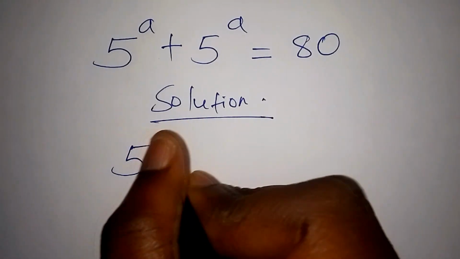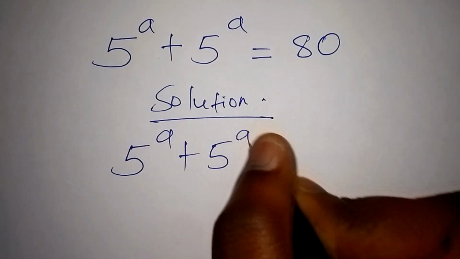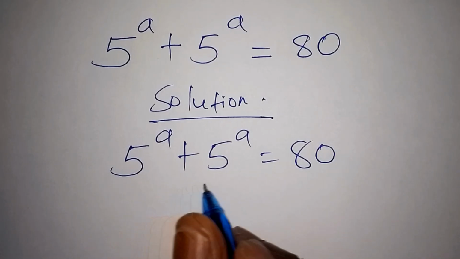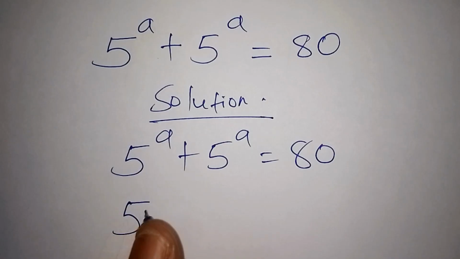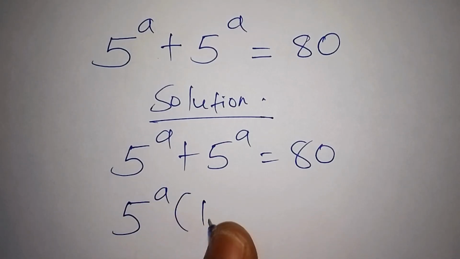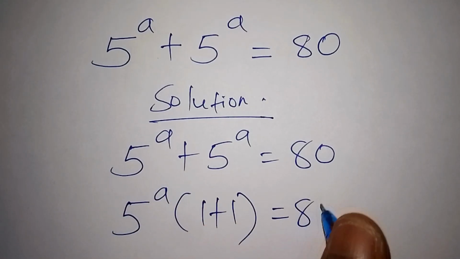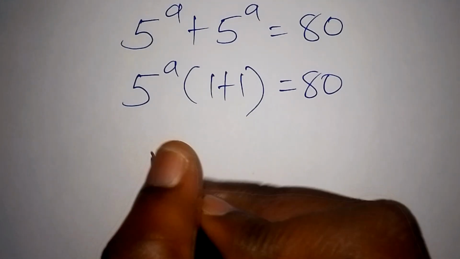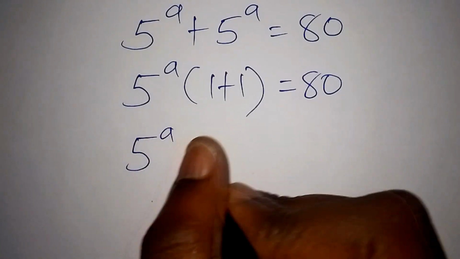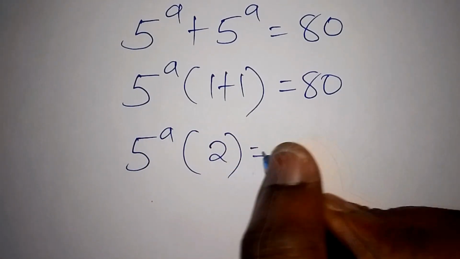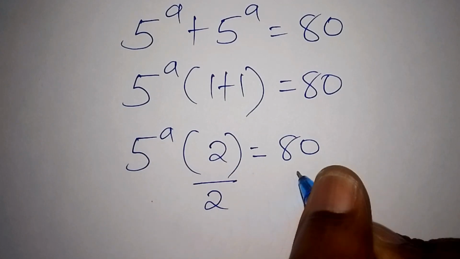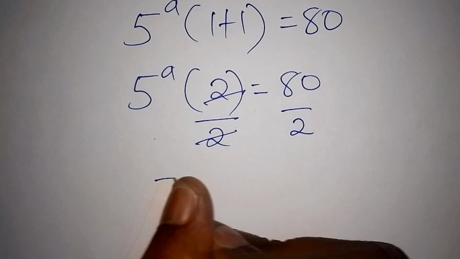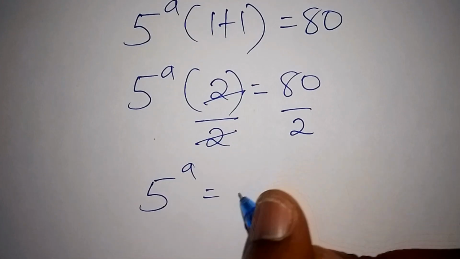So we have 5 to the power of a, add 5 to the power of a, is equal to 80. The first thing that we need to do is factorize 5 to the power of a plus 5 to the power of a. This can be written as 5 to the power of a into bracket 1 plus 1 is equal to 80. Now we shall work out the number inside the bracket: 5 to the power of a into bracket 1 plus 1 is 2, is equal to 80. Let's divide both sides by 2 so that 2 by 2 cancel. So now 5 to the power of a is equal to 40.